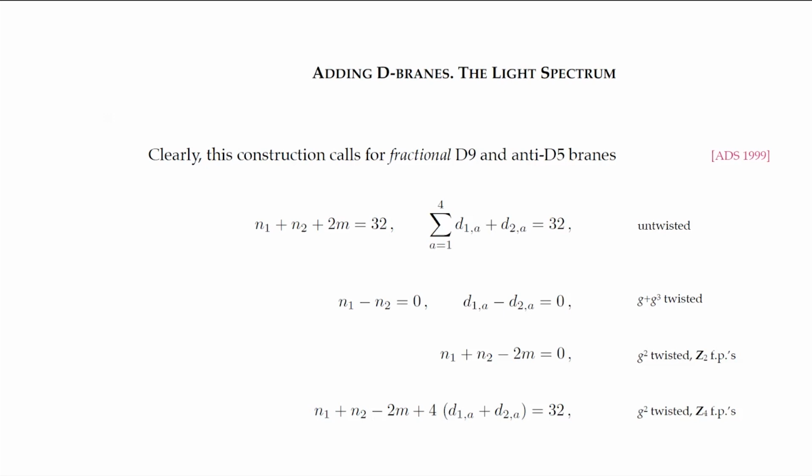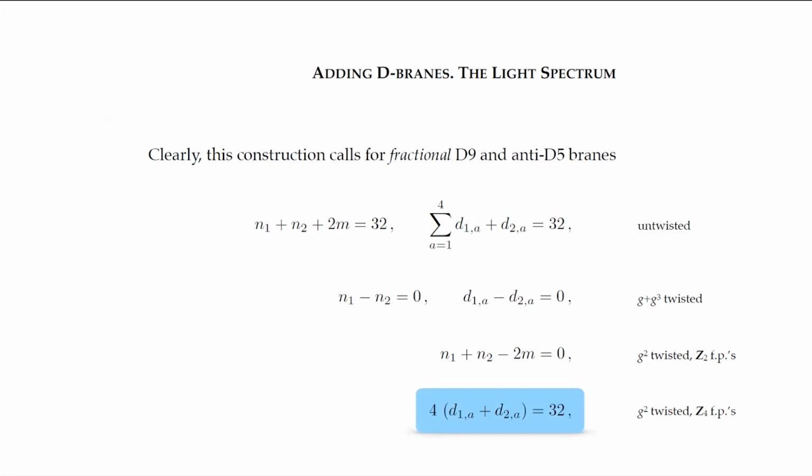So these conditions, what is the point? If you combine them, these tell you automatically that the source, the tadpole for the twisted orientifold planes must be entirely canceled by the anti-D5 branes. And if you combine this twisted tadpole with the untwisted one, you see that there is only one solution to these equations, which is D1 plus D2 equal to 8.